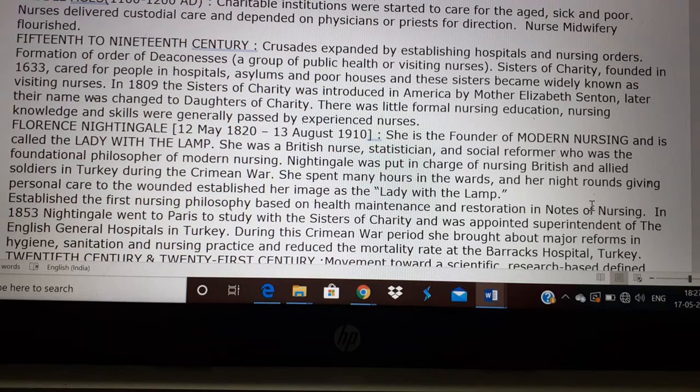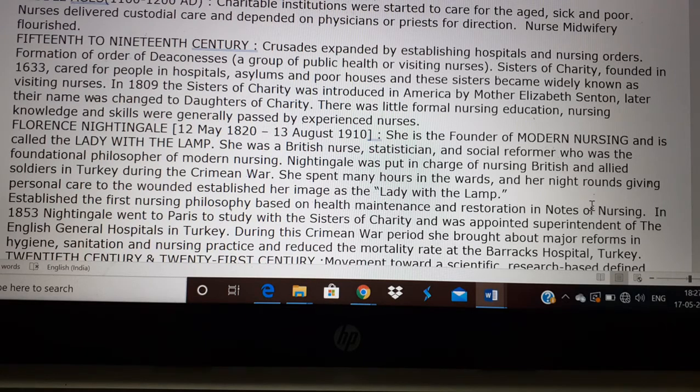Then during Florence Nightingale's life, this is a very important phase of development for the nursing profession, and for your course also you may get questions about Florence Nightingale. Florence Nightingale lived between 12th May 1820 and 13th August 1910. She is the founder of modern nursing, and she was also called the Lady with the Lamp. So you should know: who was the Lady with the Lamp? Florence Nightingale. Who was the founder of modern nursing? She is Florence Nightingale. Okay, so she was a British nurse, and she was also a statistician and social reformer. So that means she was doing a lot of work.